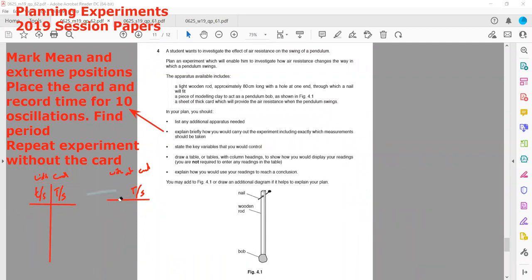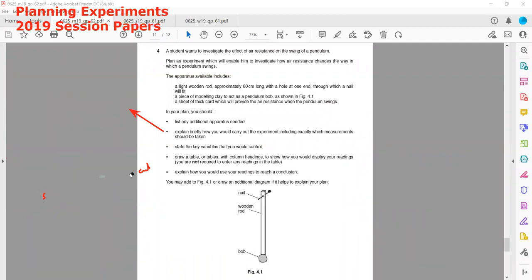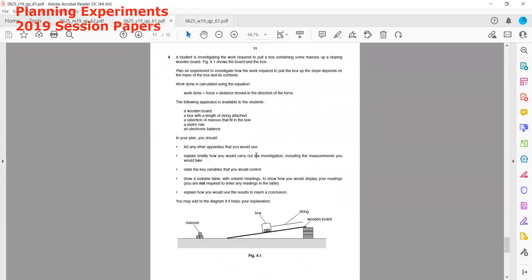The next experiment is from the May-June 2019 session. In question 4, a student investigates the work required to pull a box which contains a mass up a slope. We have to plan an investigation of how the work required to pull the box up the slope depends on the mass. Work is calculated by the force and the distance moved in the direction of the force.